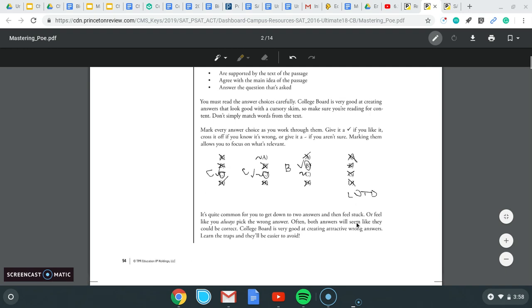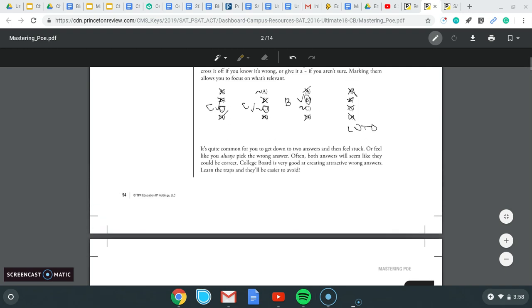So a lot of times you might get down to two answers and then feel stuck, or you might feel like you're always picking the wrong answer. And a lot of times that's because College Board is really good at creating attractive wrong answers. So we're going to talk today about the traps they try to set to trick you.